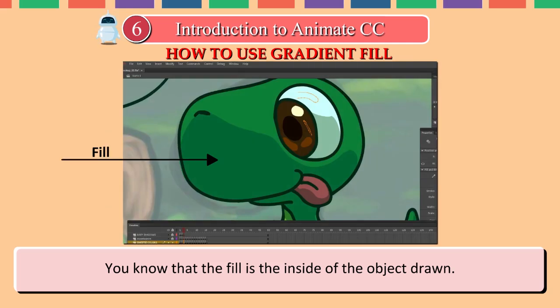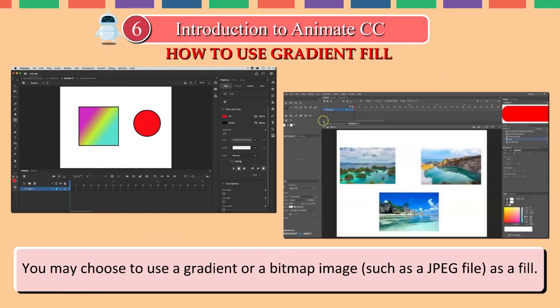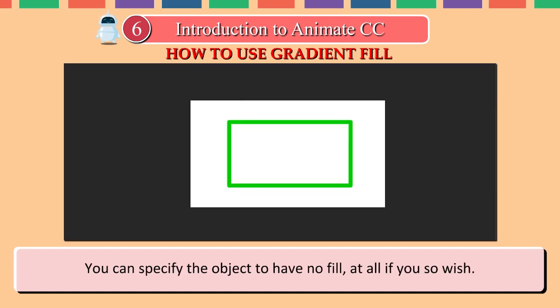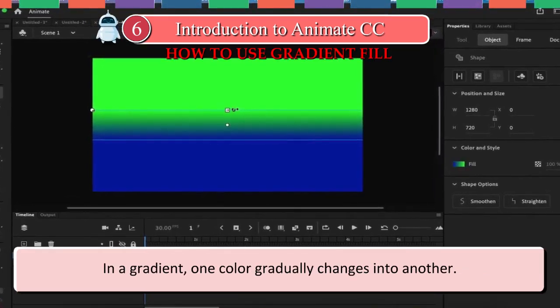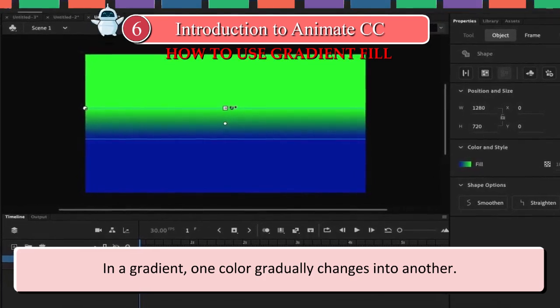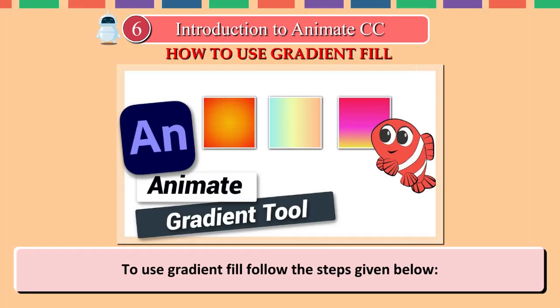You know that the fill is the inside of the object drawn. You may choose to use a gradient or a bitmap image, such as a JPEG file, as a fill. You can specify the object to have no fill at all if you so wish. In a gradient, one color gradually changes into another. To use gradient fill, follow the steps given below.